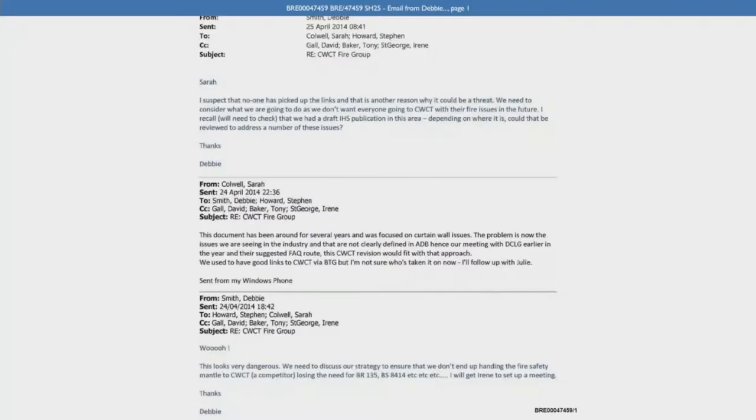And what were the issues that she says we are seeing in the industry and that are not clearly defined in ADB? I don't know the specific issues to which she's referring. Did you ask her? We don't see that you did in the response. No, I don't recall asking her, but as I say, Sarah seems to be fully in control of this. I would have no reason to interfere with it unless she required me to do so in terms of the detail.